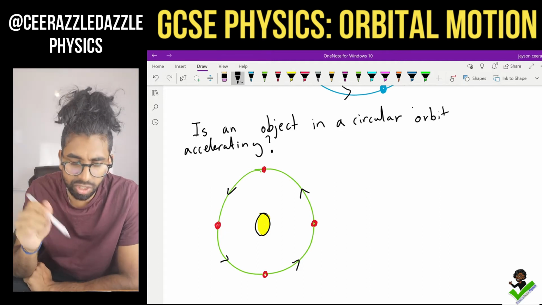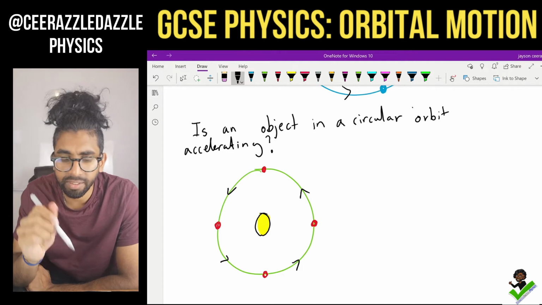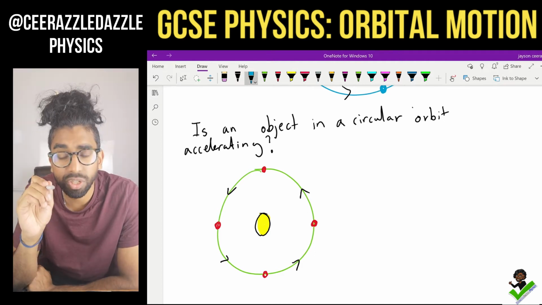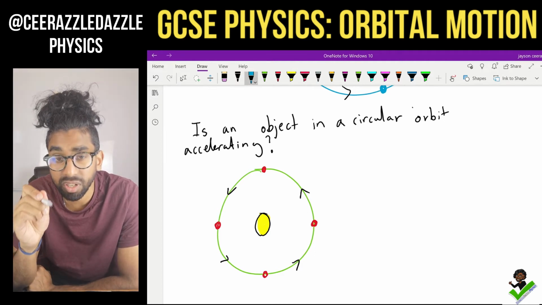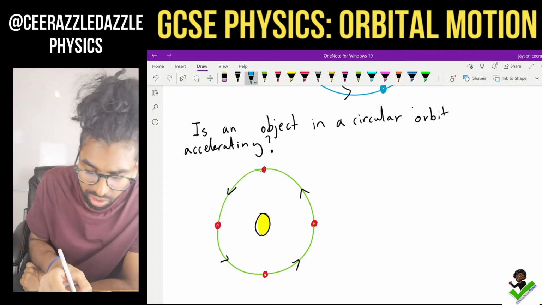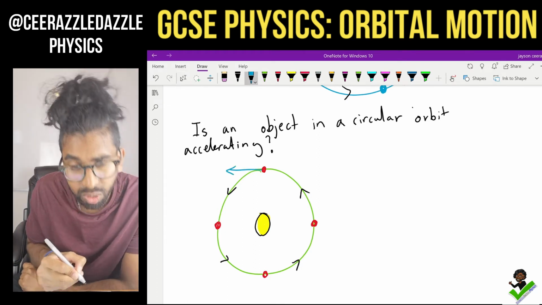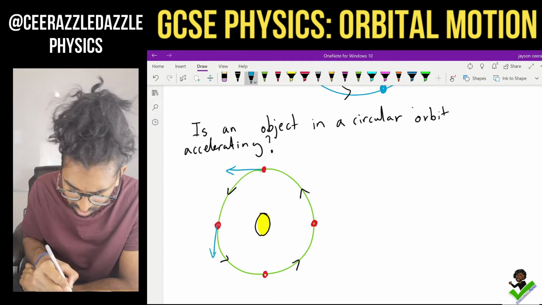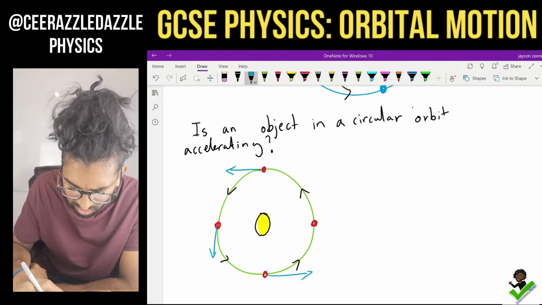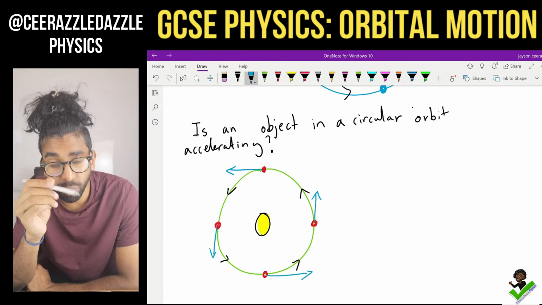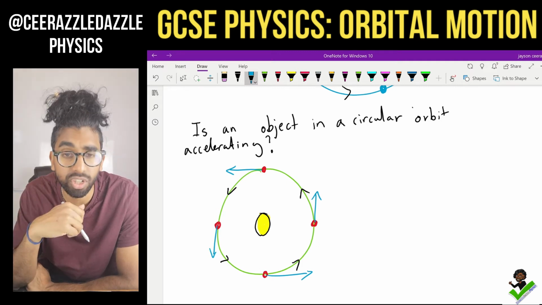But something is changing for that object. What is it? Let's look at the direction in which the object is facing. What's happening to the direction? Well, we can see that it's facing this way at one point, then this way, then this way, then this way. So the direction in which the object is facing is constantly changing.